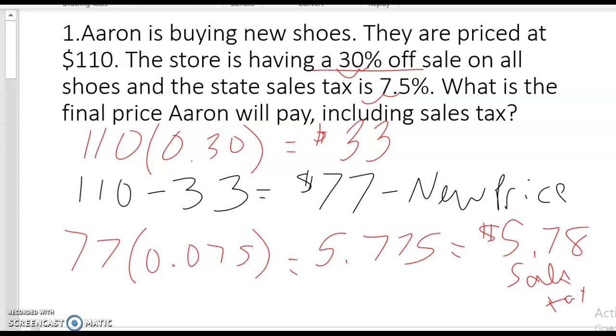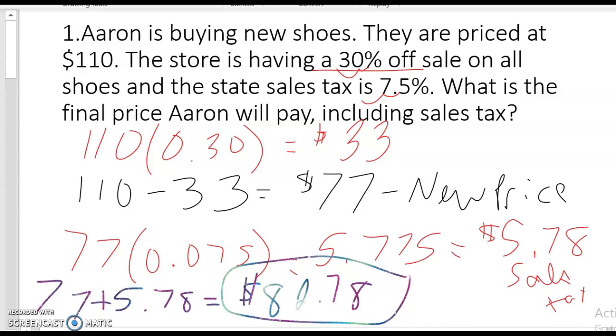So to find the final price of these shoes for Aaron, we take the discounted price of $77, we add the $5.78 in sales tax, and we now know that Aaron is going to pay $82.78 for those shoes. So when you're thinking about, hey, it's 30% off, don't forget sales tax. We always have to take that tax into account when we're going to buy something.